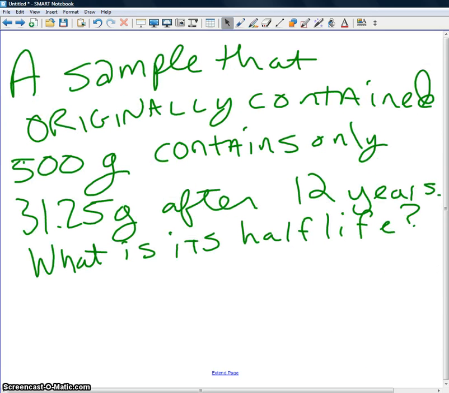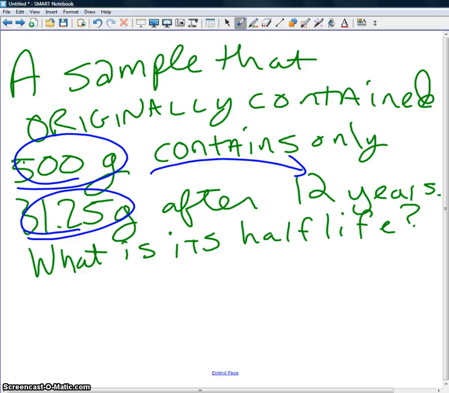The last example we'll do real quick here involves a sample that originally contained 500, but now it has 31.25 grams after 12 years. What is its half-life? So this time we're not being told the half-life, we're being told what happens. We're told that you start with 500 and you end with 31.25, and that process takes 12 years. It doesn't say that the half-life is 12 years, it says that this happens in 12 years. It's obviously gone through more than one half-life because it's been cut by more than a half.